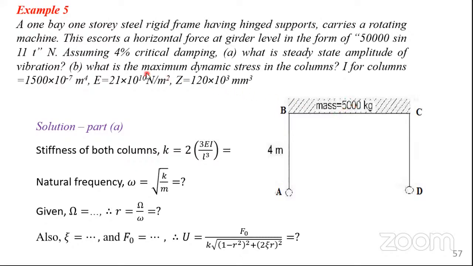The machine exerts a horizontal force at the girder level. The girder level is the beam level. It exerts a horizontal force in the form of 50,000 sine 11t. So the machine resting on top produces a forcing function, and this force acts in a sinusoidal manner, so it's harmonic. Then you are told to assume 4% critical damping.